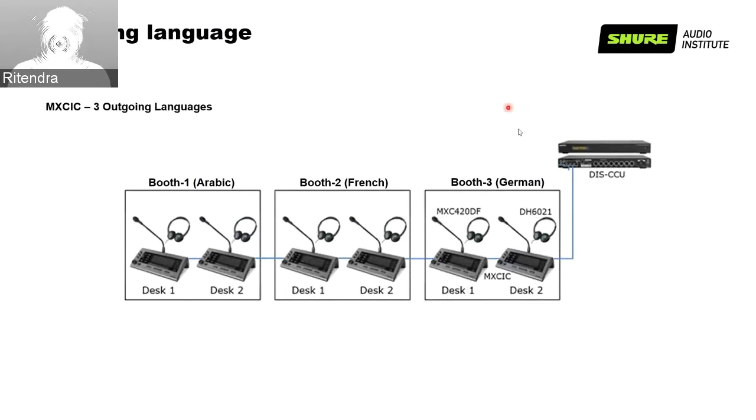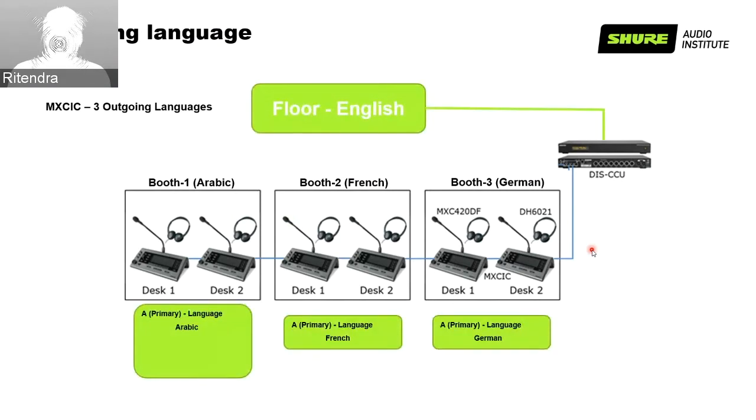By default, our MXC IC interpreter console offers 3 outgoing languages. I'm going to explain what that is. Consider a scenario where the floor is English, right? And booth 1 is Arabic, booth 2 is French, booth 3 is German. Yeah. So A is always the primary language. In that case, booth 1's primary language is Arabic, booth 2 has primary language French, and booth 3 has primary language German, right?